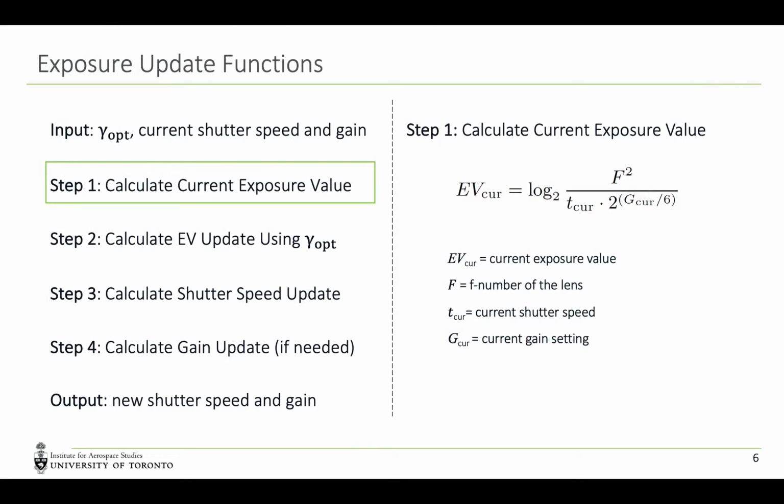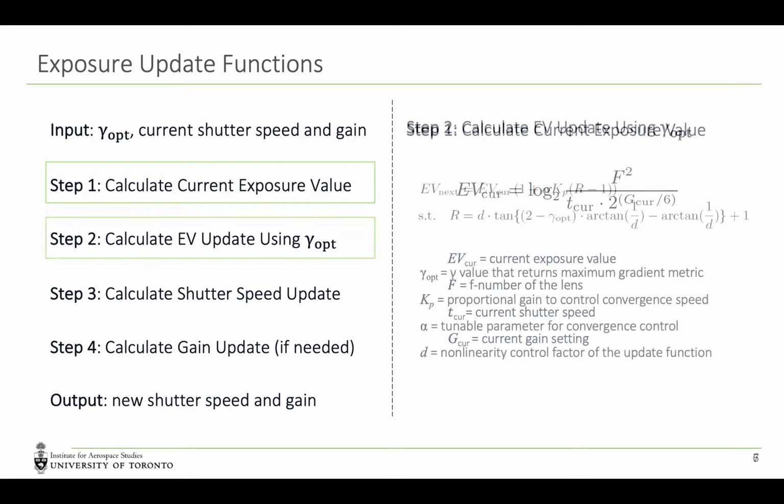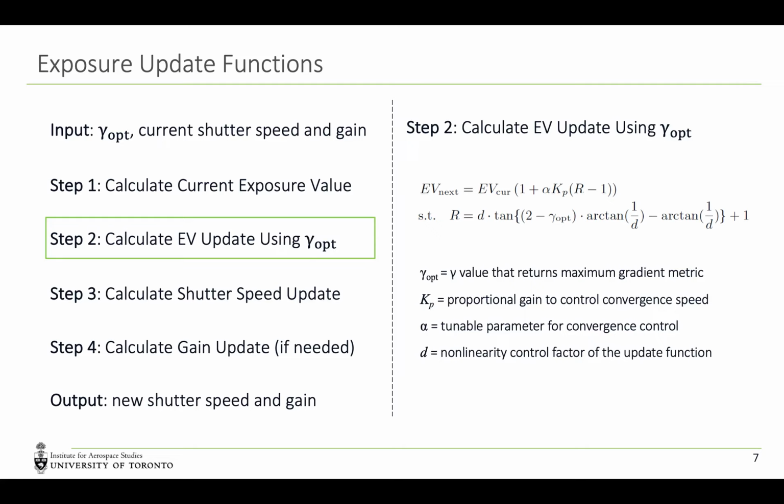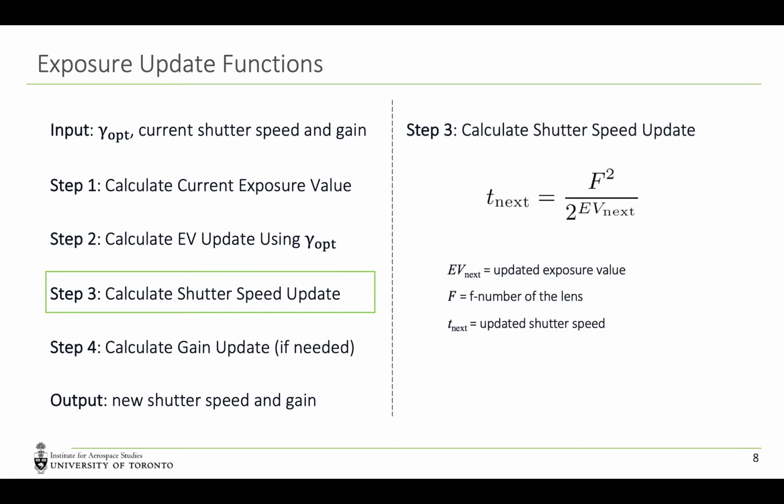Now coming to the exposure update function, the input to the exposure update function is optimum gamma, current shutter speed and gain. In the first step, the current exposure values are calculated. Then the update to the exposure values is calculated. Note that here Kp, alpha and d are the tuning parameters. Based on the updated exposure values, the new shutter speed for the camera is calculated.